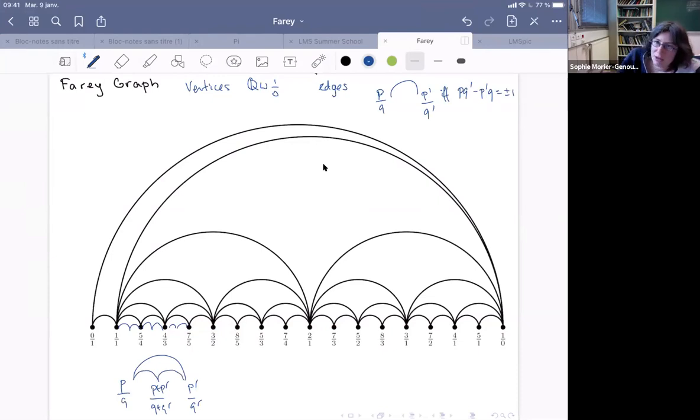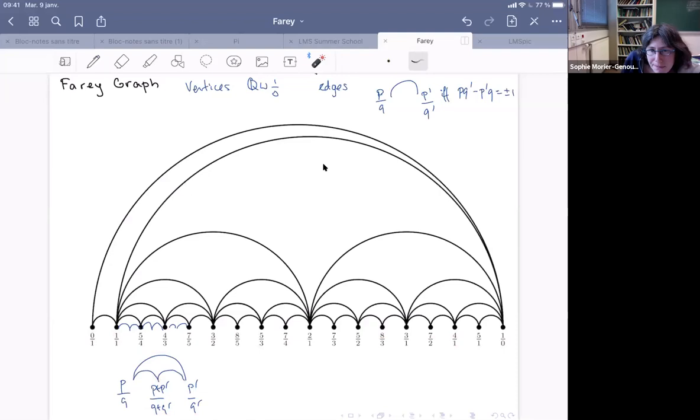So it's a tessellation of the half plane with this shape. And the vertices are all of the following form. Here the rational numbers are put in increasing order.